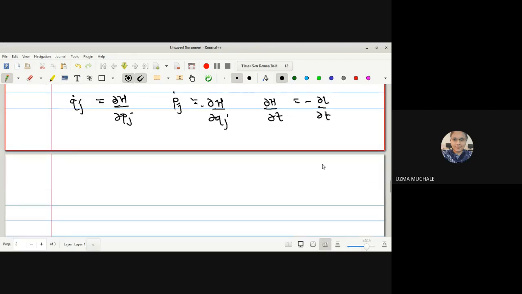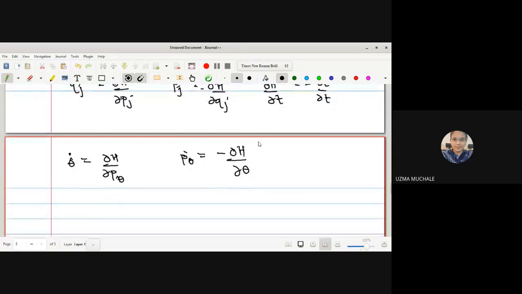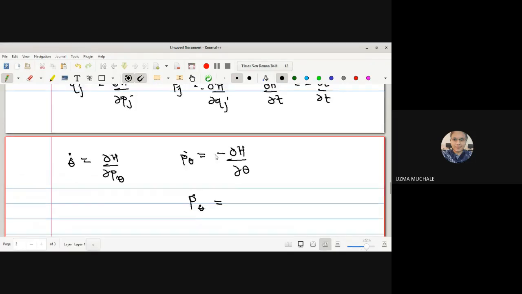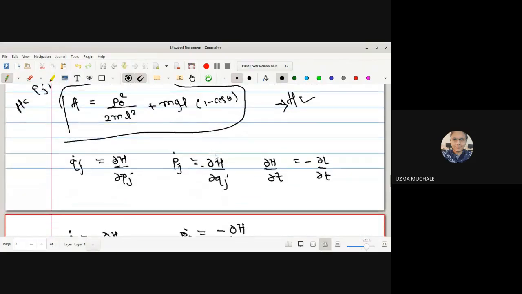Now here the value of j is only 1, because we have only one generalized coordinate, that is theta. Theta dot is equal to dou H with respect to p theta, and p theta dot is equal to minus dou H by dou theta, and this term as it is. Okay, now let me first evaluate p theta dot. So p theta dot is equal to minus H with respect to theta. We have to evaluate the value of H with respect to theta.